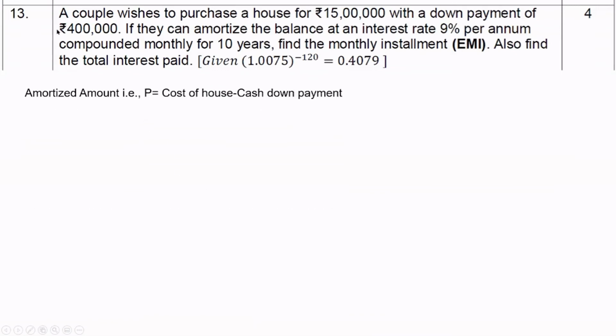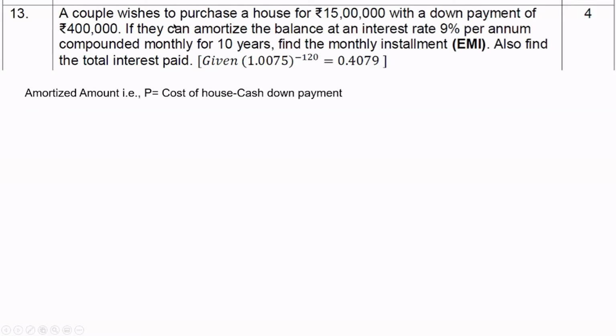Next question. A couple wishes to purchase a house for rupees 15 lakhs with a down payment of rupees 4 lakhs. If they can amortize the balance at an interest rate of 9% per annum, compounded monthly for 10 years, find the monthly installment. Also find the total interest paid. Given 1.0075 whole raised to minus 120 is 0.4079. So this is the loan amortization calculation of EMI.